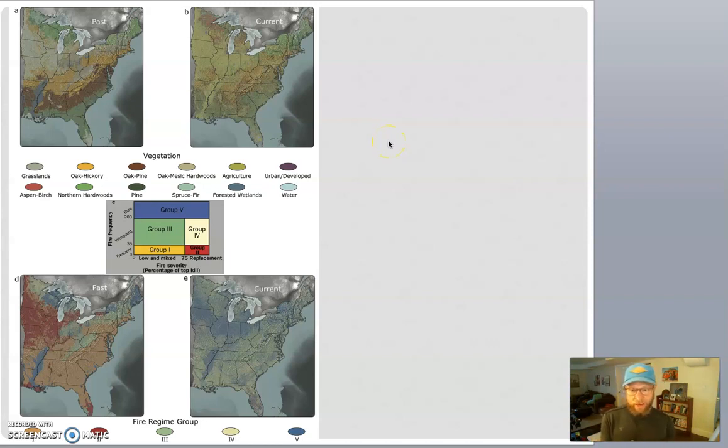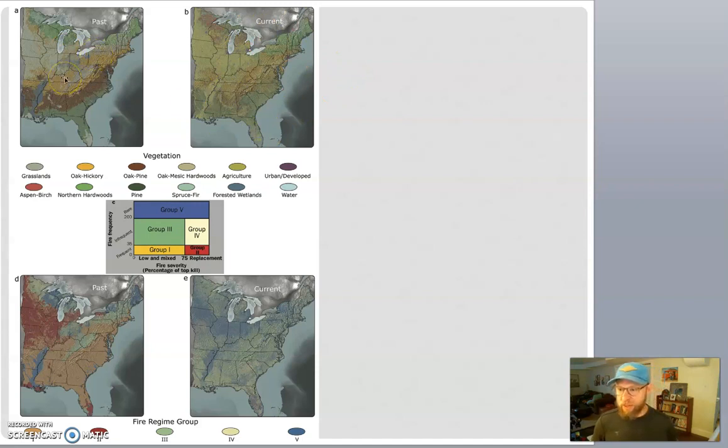You had access to a couple of these maps when you were thinking about the climate and the disturbance patterns associated with different forest cover types. And so this is actually the whole figure that I pulled those panels from. On the top two panels, A and B, are the different forest cover types. So this is in the past, and this is current.